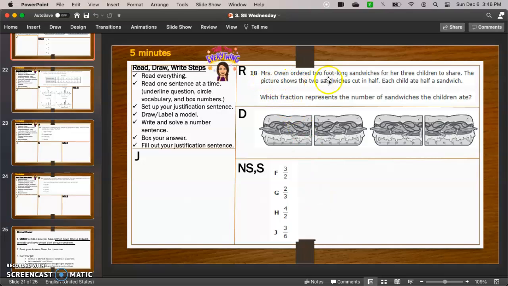Mrs. Owen ordered 2-foot-long sandwiches for her 3 children to share. The picture shows the sandwiches cut in half. Each child ate half a sandwich. Which fraction represents the number of sandwiches the children ate? F. 3 over 2. G. 2 over 3. H. 4 over 2. J. 3 over 6. Pause the video while you answer your question in Pear Deck.